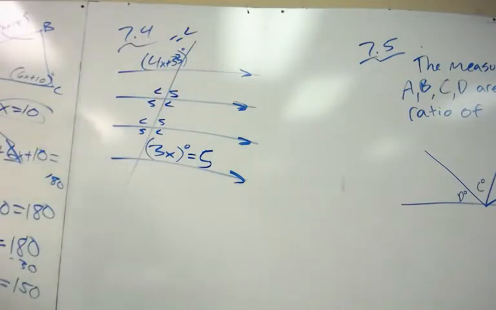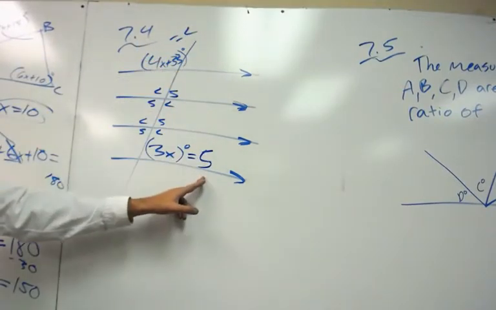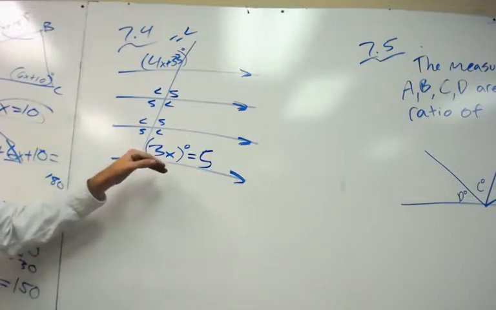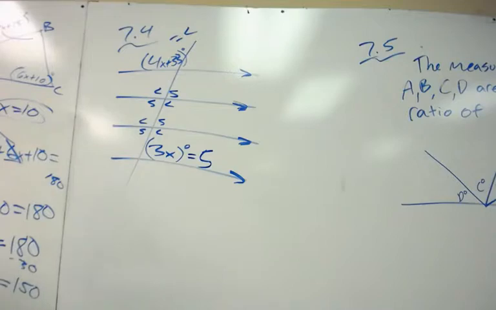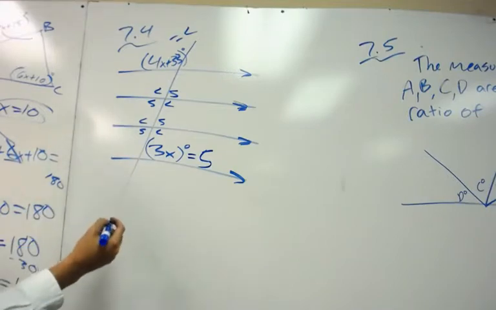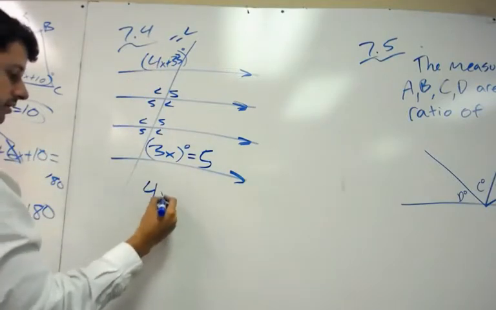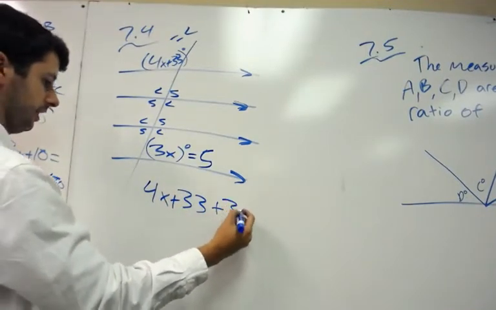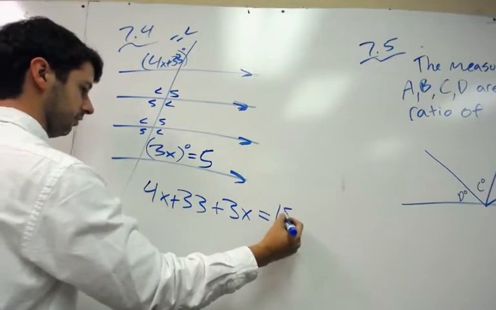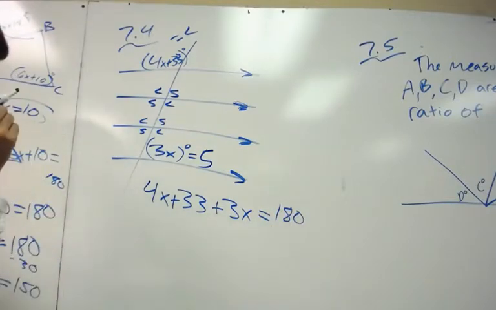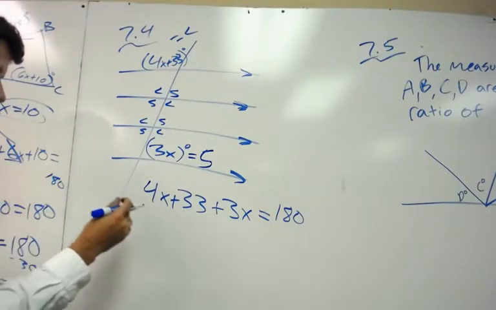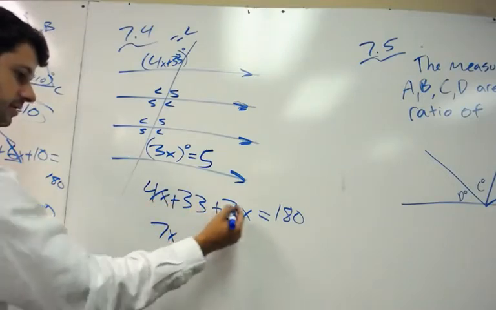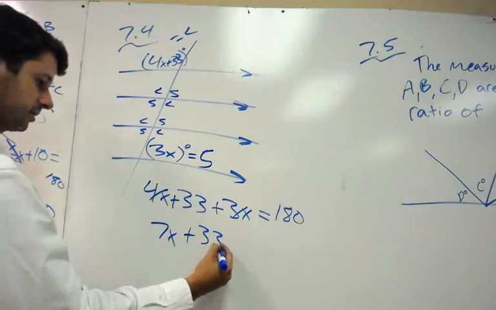So how do we solve if we have a large and a small? Well, if they're parallel, we know that large and small angles here would be supplementary. So we could say 4x plus 33 plus 3x equals 180. Supplementary equals 180. Add like terms. 4x plus 3x, 7x plus 33.